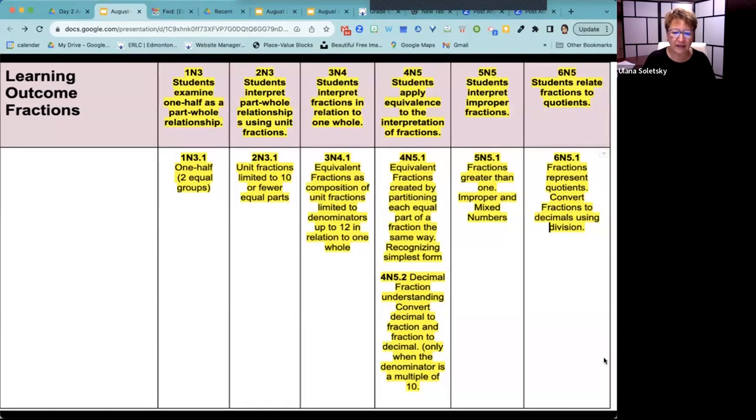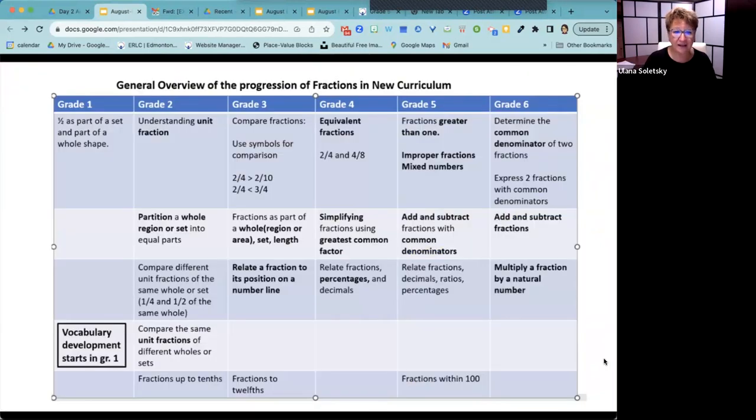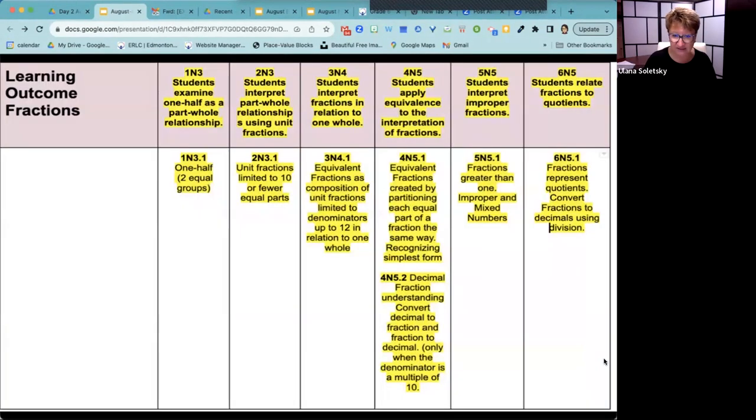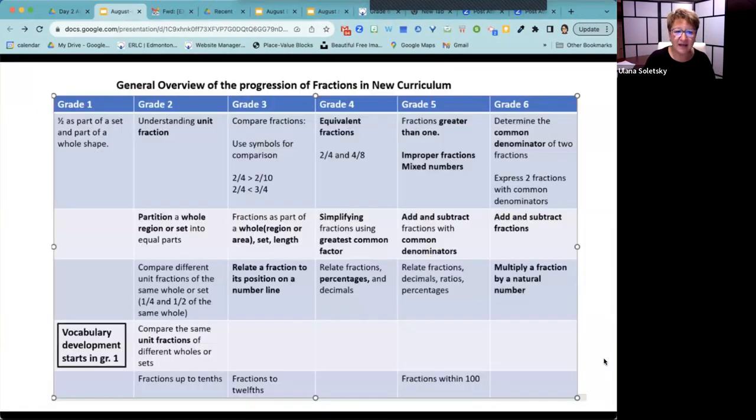And so we really want to make sure that, when we are teaching this in grade 4, 5, and 6, we are moving at a rate where the kids are ready to move. So then here is the general progression of fractions in the new curriculum. It's exactly like this, but this is just the highlight. This is actually the progression of fractions in the curriculum.